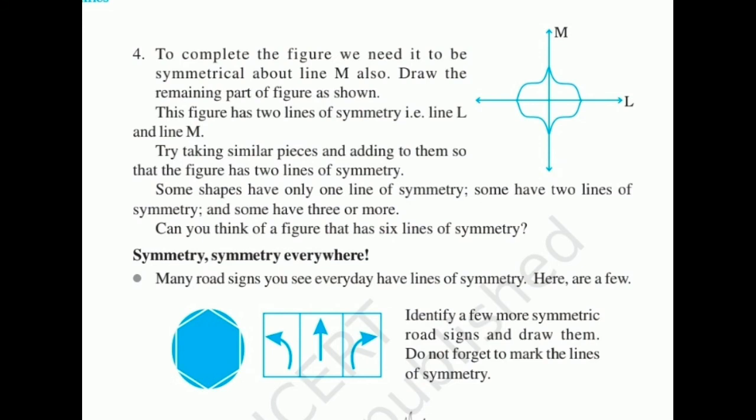Some shapes have only one line of symmetry, some have two lines of symmetry, and some have three or more. Can you think of a figure that has six lines of symmetry? Symmetry everywhere. Many road signs you see every day have lines of symmetry. Here are a few. Identify a few more symmetrical signs and draw them. Do not forget to mark the line of symmetry.